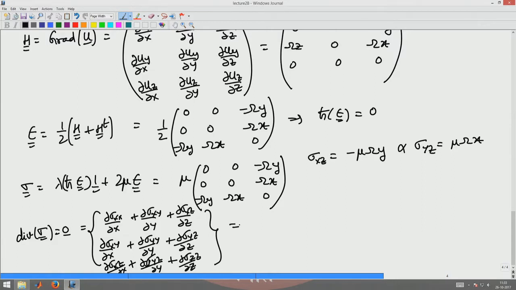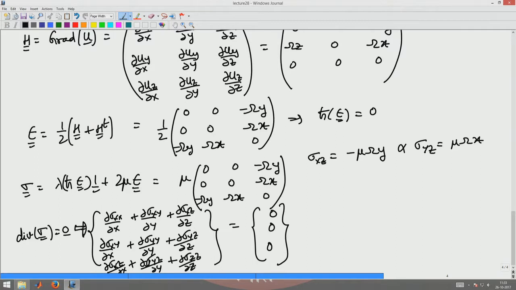Here, you can see that sigma xz is not a function of z or x, and hence the first equation is identically 0, and the other two components are 0. The second equation: sigma xy is 0, sigma yy is 0, sigma yz is not again a function of z, so that is 0. The third equation: sigma xz is not a function of x, sigma yz is not a function of y, and sigma zz is 0, so that is also 0. So your requirement, divergence of sigma equal to 0, is satisfied by this stress field.